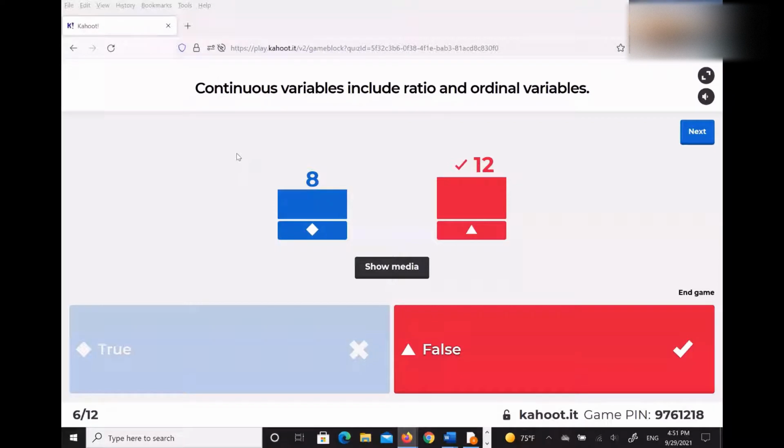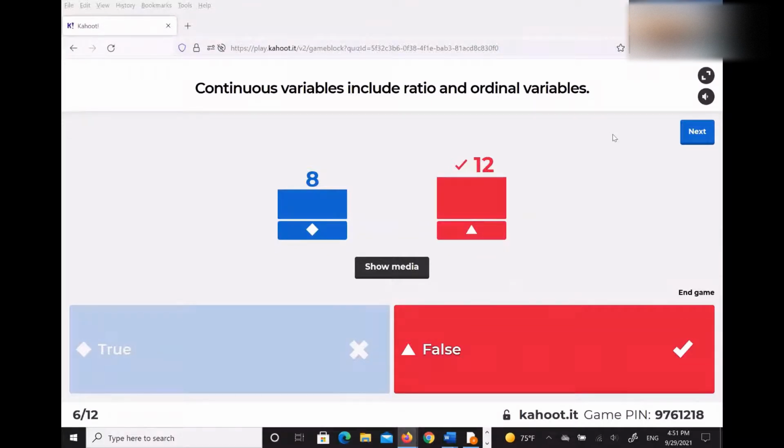All right, so this statement is false because continuous variables include ratio and what? Interval, everyone. Interval, not ordinal. Ordinal belongs to categorical, right? So instead of ordinal, it should be interval, okay? And these are the last two levels, right? So continuous variables include ratio and interval, everyone.